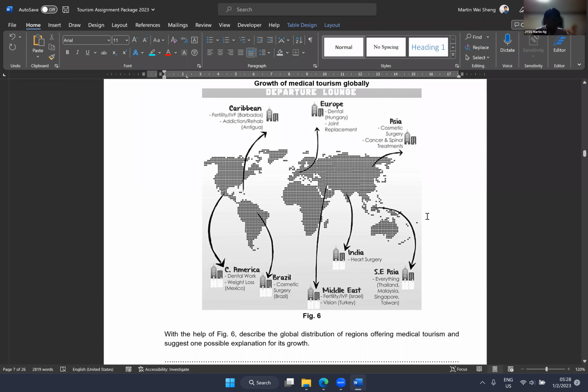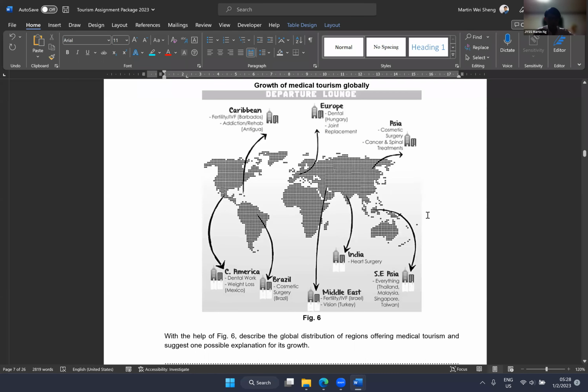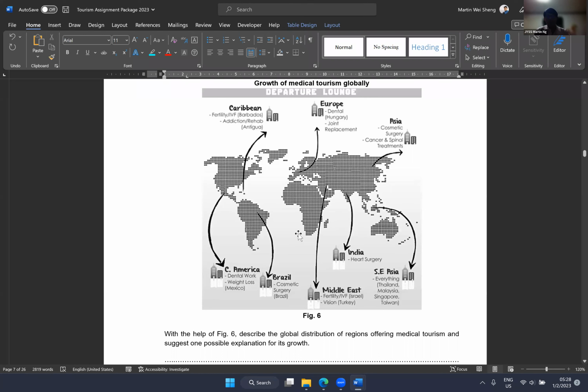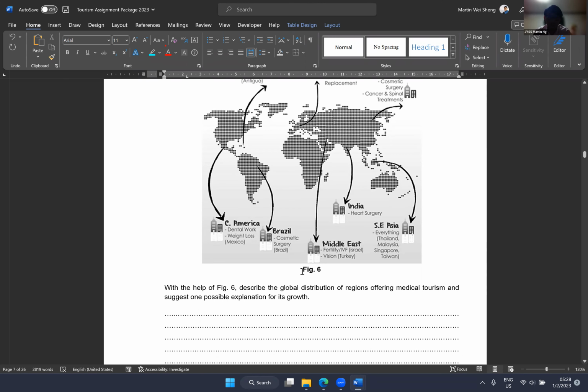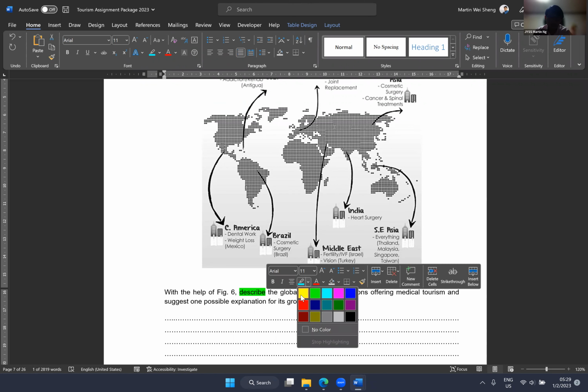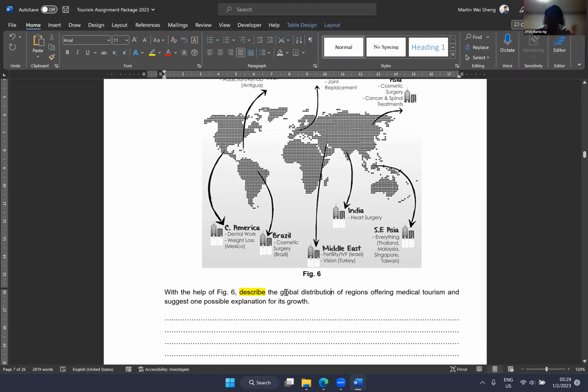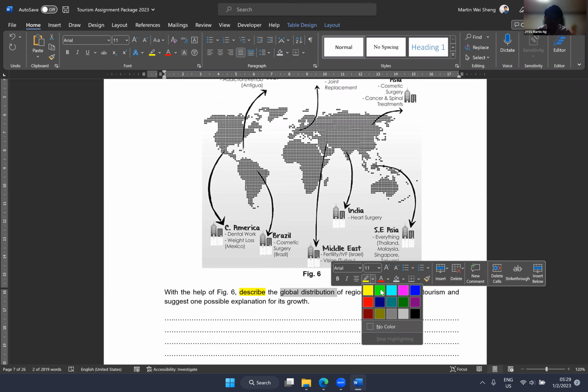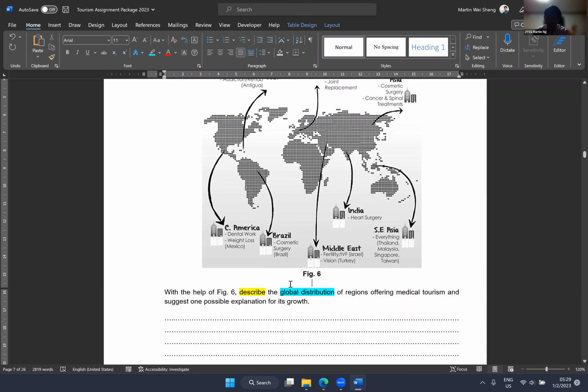So the question is asking to describe the distribution. If we look at this, which areas do not have medical tourism? Over here, Australia does not have. Over here, Africa does not have medical tourism. With the help of figure 6, describe. The command word is describe the global distribution. When I say global distribution on a world map, you have to think of the locations where medical tourism occurred.